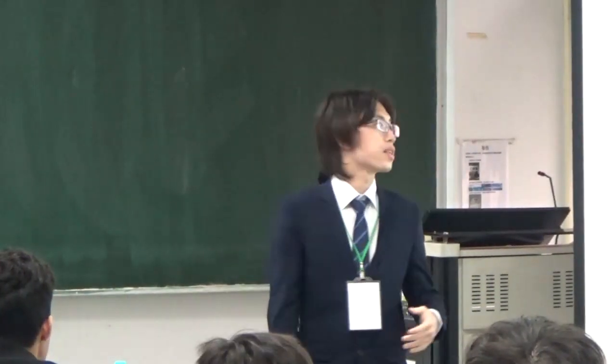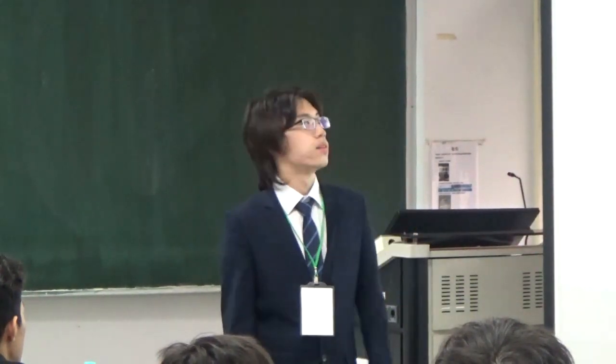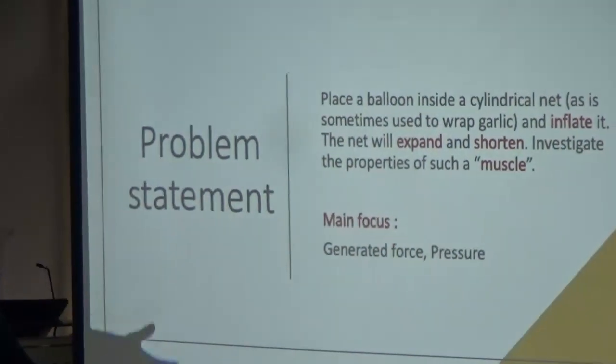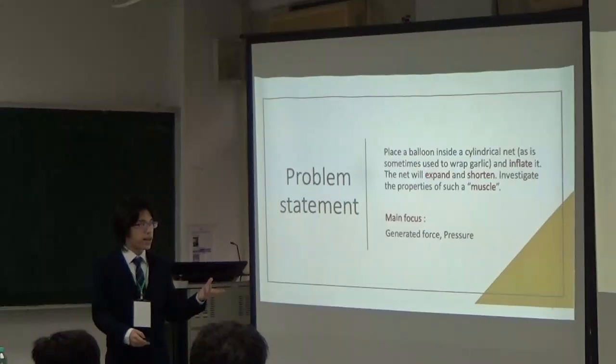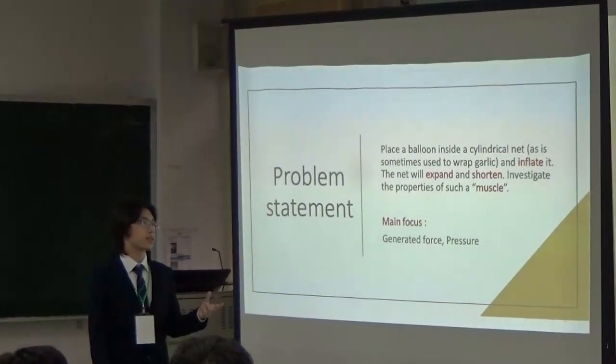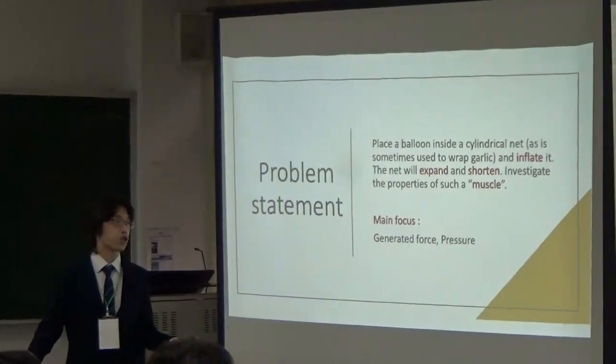Hello everyone, this is the reporter from Mingdao Mayan, and my topic today is air muscle. So this is our problem statement. Place a balloon inside a cylindrical net as is sometimes used to wrap garlic and inflate it. The net will expand and shorten. Investigate the properties of such a muscle. And our main focuses are the generated force and pressure.